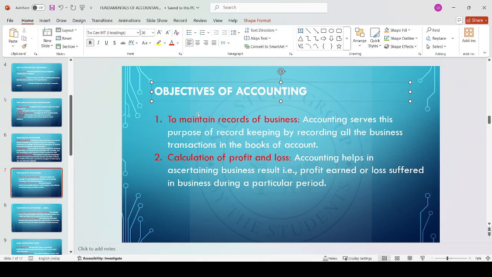Number two is calculation of profit and loss. One of the primary objectives of any business is to make a profit. One of the primary objectives of accounting is to determine the financial result of the business over a specific period, whether it has earned a profit or suffered a loss. This is crucial for understanding the business performance.